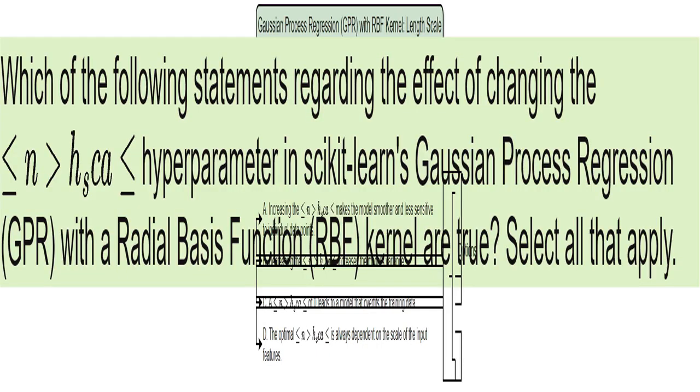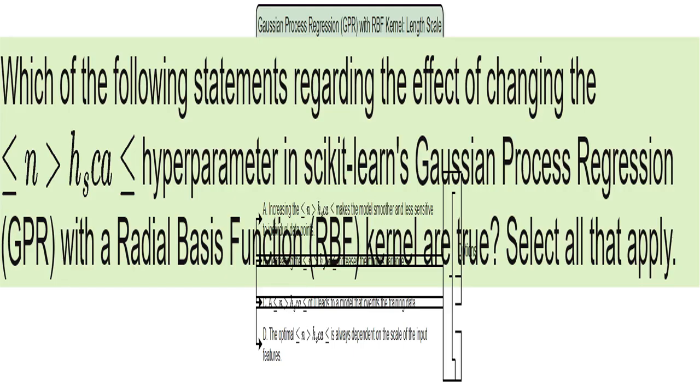This is a multiple-choice question about understanding how the length_scale parameter affects the Gaussian process regression (GPR) model with a radial basis function (RBF) kernel. I'll explain what the length_scale does and guide you through each option. It's all about how smooth or wiggly your model is. This is the core question. We need to consider how changing the length_scale impacts the GPR model's behavior.